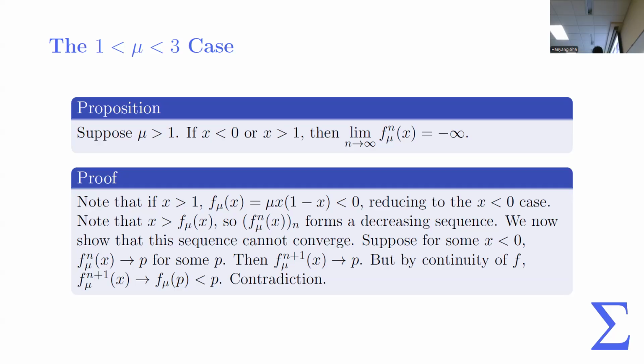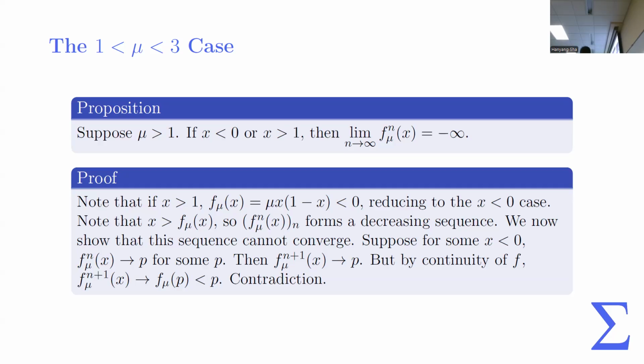And then this shows that it's always going to be less than 0. But now let's show that this sequence cannot converge. If we show this, then we will obtain that the limit of f^n(x) goes to negative infinity. Now suppose by contradiction that it converges to P.